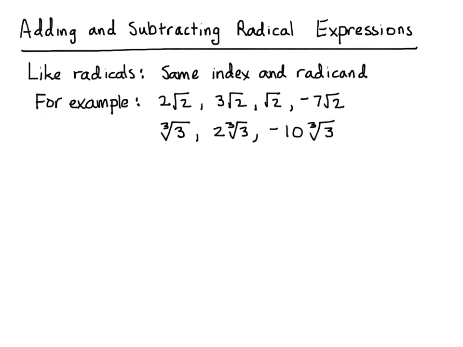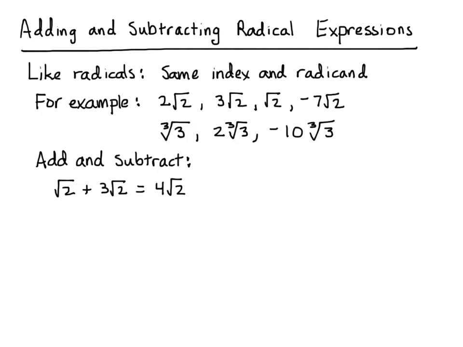So like radicals: in the first line, 2 root 2, 3 root 2, just the root 2, or negative 7 root 2, those are all like radicals because they all have the same radical. Same thing with the second one. I have the cube root of 3 in each of those with some coefficient on there, so we're going to call those like radicals as well. So when we add them, we do this exactly like we did like terms in polynomials. We're going to add the coefficients of them. So the square root of 2 plus 3 times the square root of 2 is 4 square root of 2.